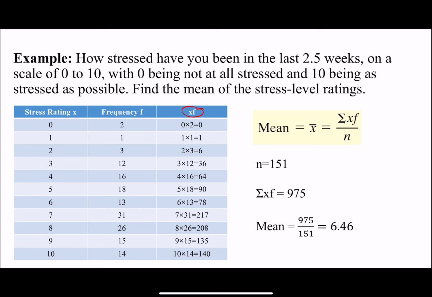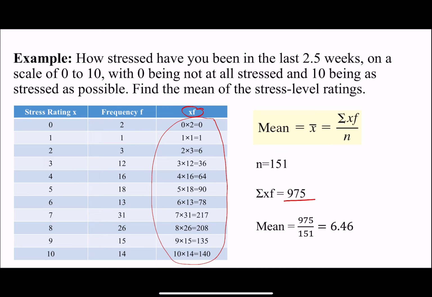Look at the first row. Stress level is 0, frequency is 2, 0 times 2 is 0. Second row, stress level is 1, the frequency is 1, 1 times 1 is 1, and so on, right? So when I have each item times its frequency, then I add them. So 0 plus 1 plus 6 plus 36, I add all the values that I have here, so that's the numerator. So in this case we get 975.